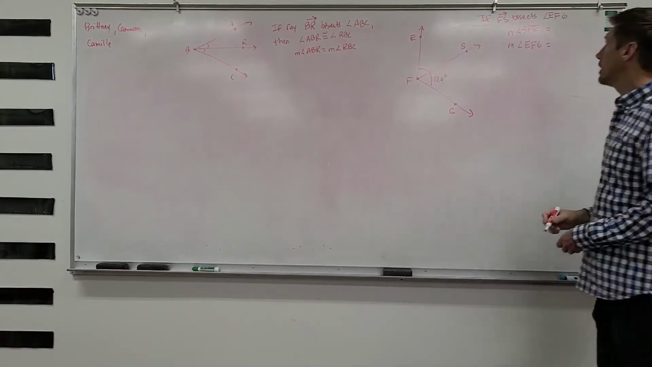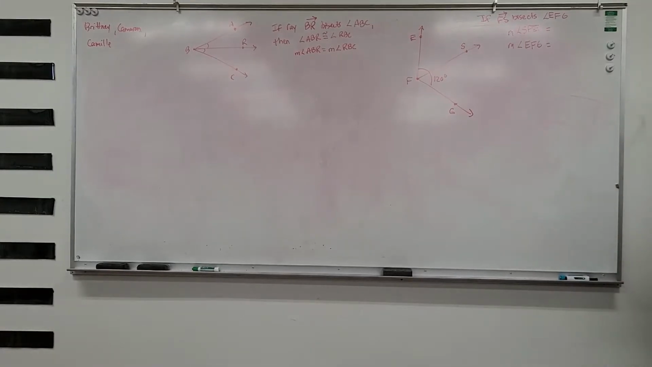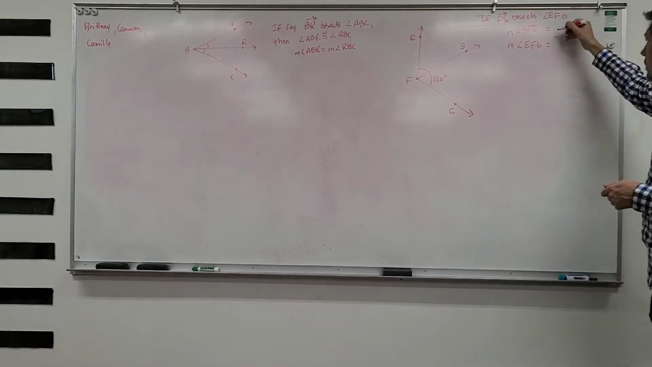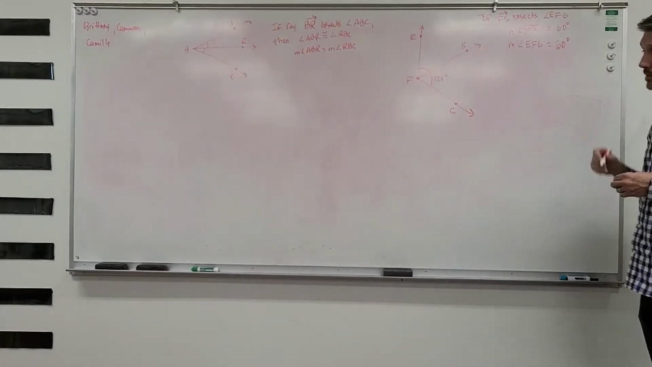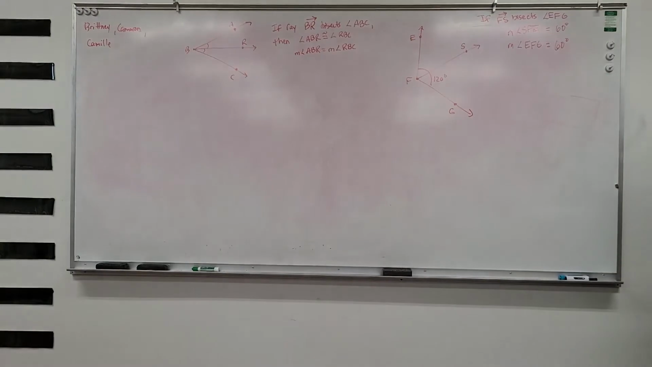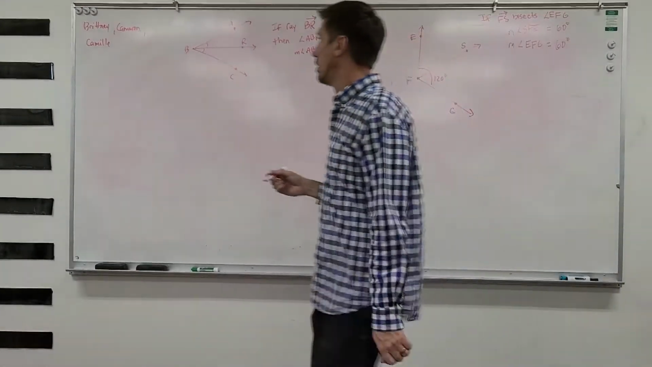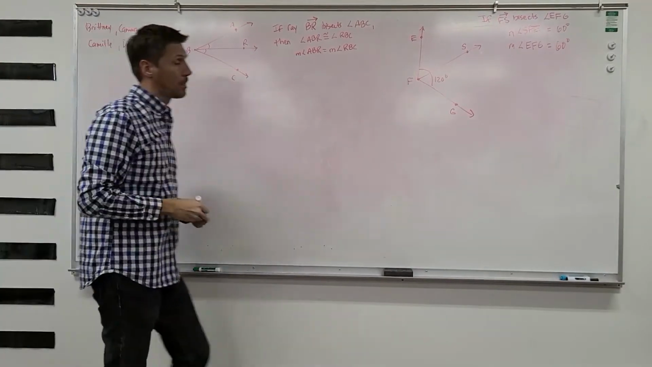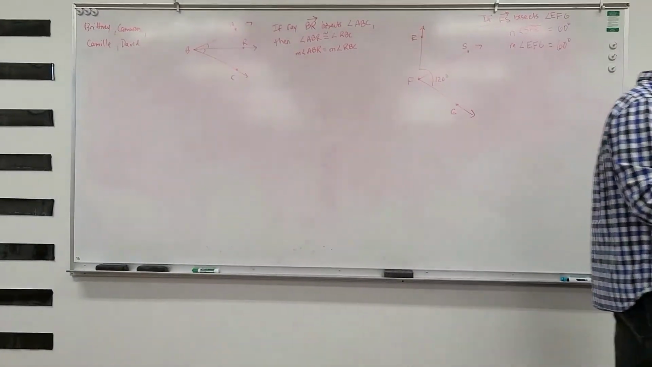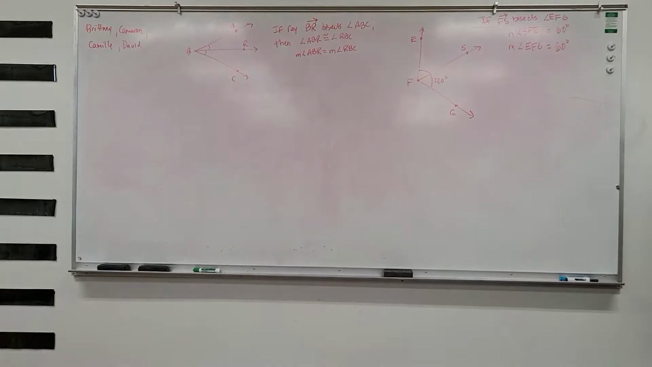So if ray FS bisects angle EFG in this drawing, then what's the measure of angle SFE? 60. It's got to be 60, right? And what's the measure of the other angle? It's got to also be 60, because it cuts it in half, right? All right.